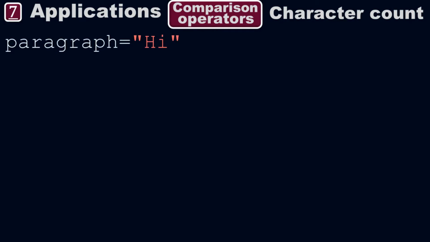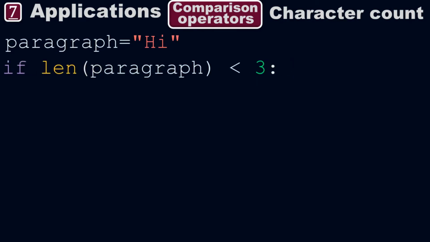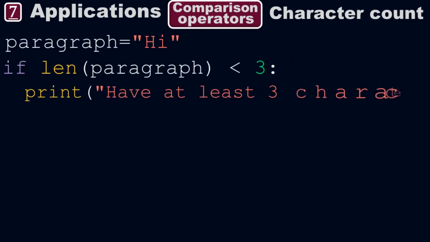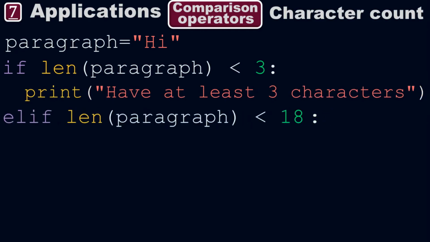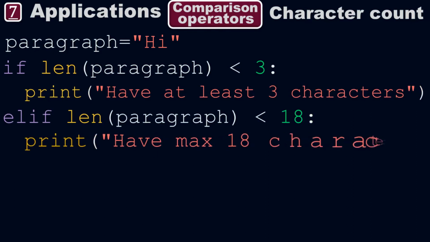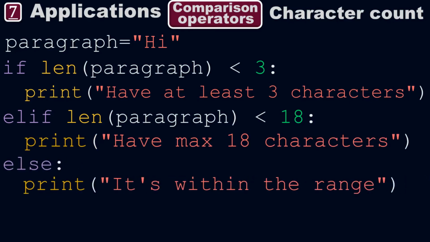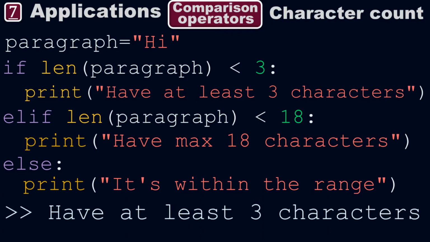Paragraph equals to hi. If length of paragraph is less than 3, then print have at least 3 characters. If length of paragraph is less than 18, then print have maximum 18 characters. Else print it is within the range. So its final output will be have at least 3 characters. This will be the output of this program.